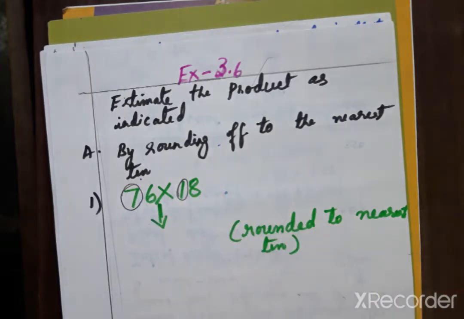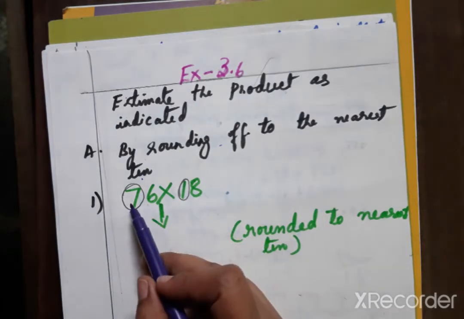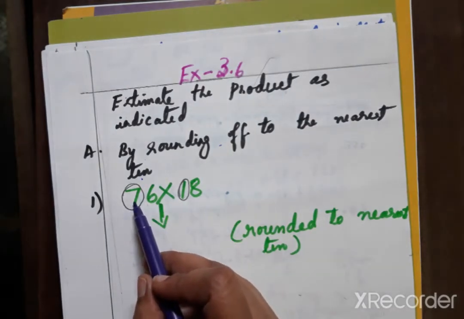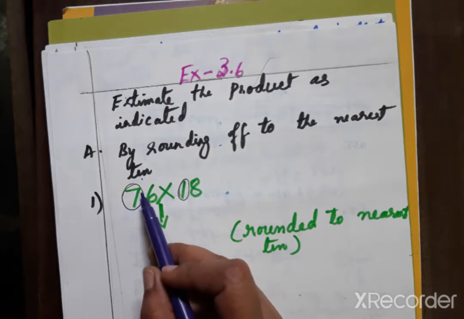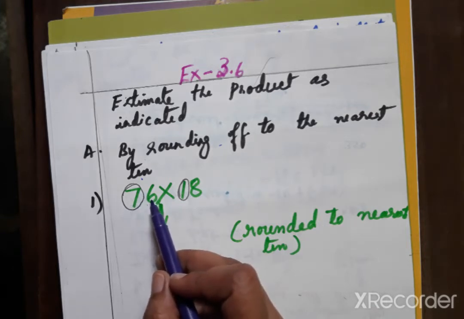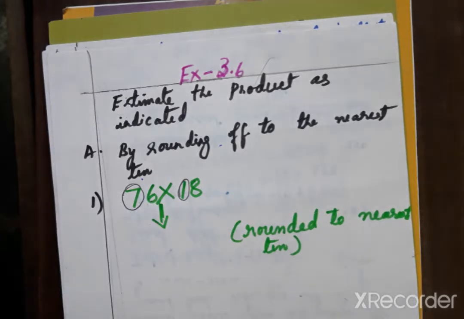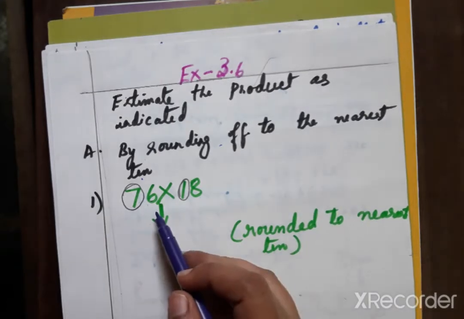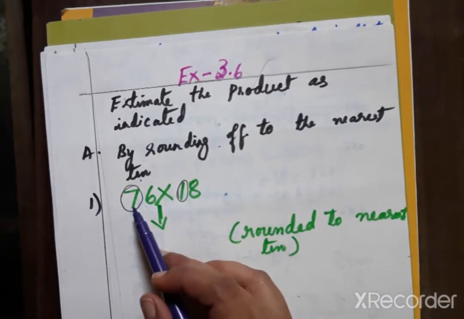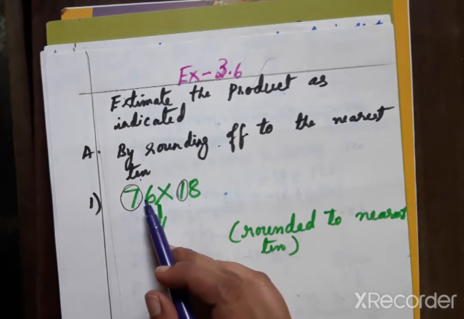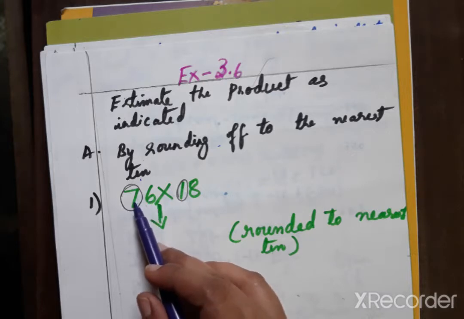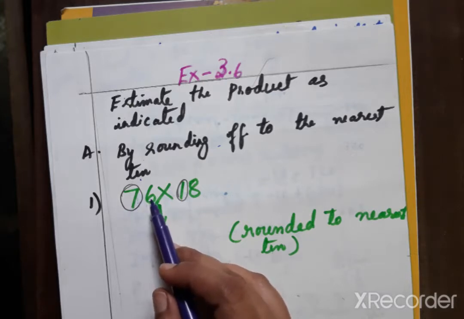Then round off the 76. If the tens place number is being rounded off, the next step is to encircle that number, then look at the next number after it, which is 6, and check whether it is 5 or greater than 5. If it is 5 or greater than 5, we add 1 to the tens digit, and the ones digit becomes 0. So 7 is the tens place number we are rounding off, and the next number is 6.